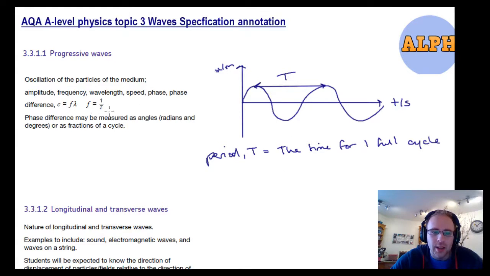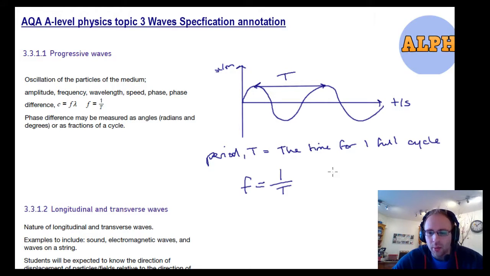The frequency is the number of waves passing a point per second, or the number of full cycles per second. So if I have a period T and I say, well, I've got 1 second, if I divide that by T, how many periods do I get in 1 second? Then I get my frequency. Yep. So frequency is 1 over period.